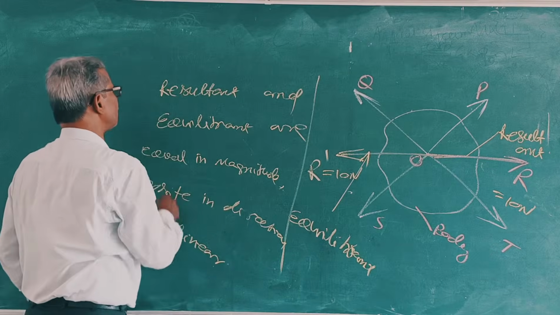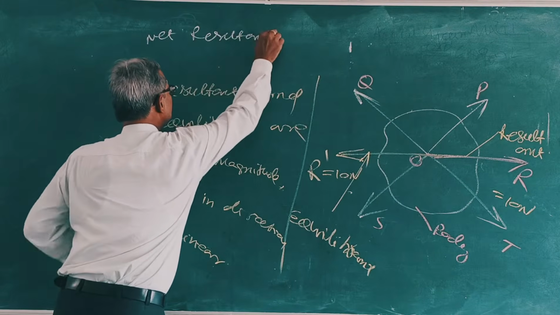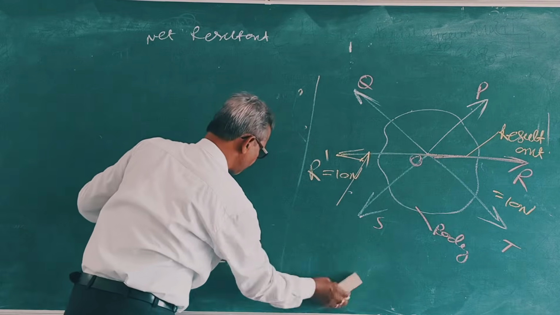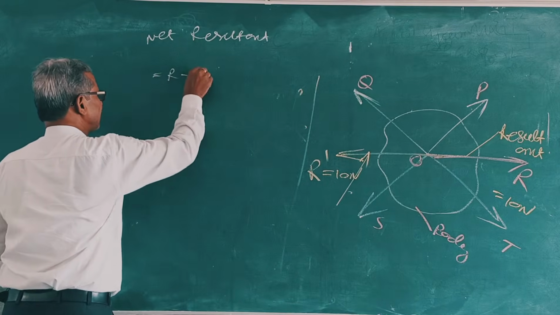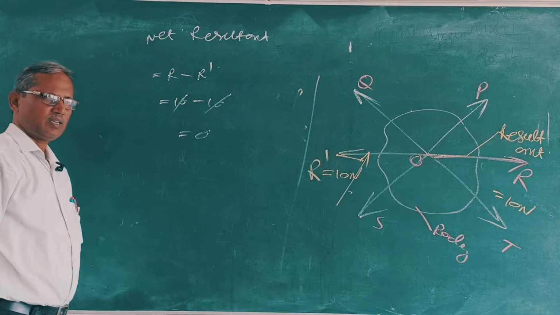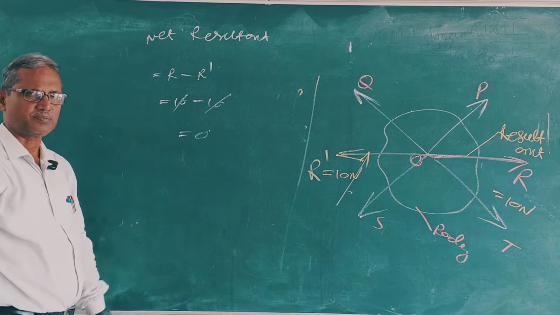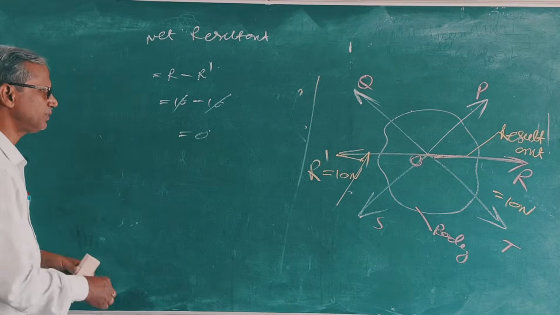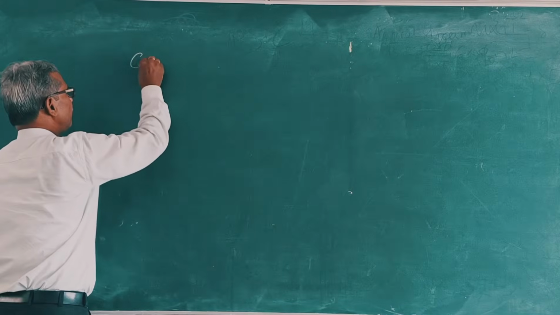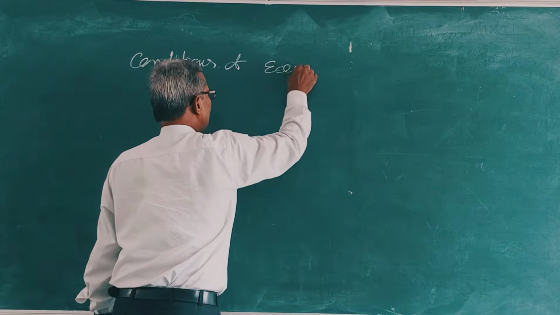So what is the net resultant force? Net resultant is R minus R dash, so 10 minus 10, 0. Net resultant force is 0. Now the body is said to be in equilibrium condition. So what are the conditions of equilibrium?